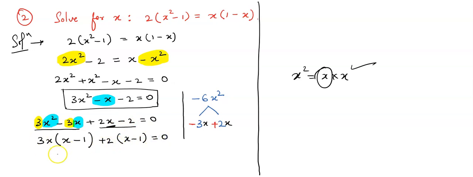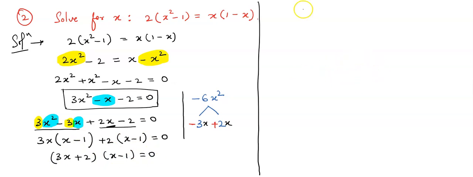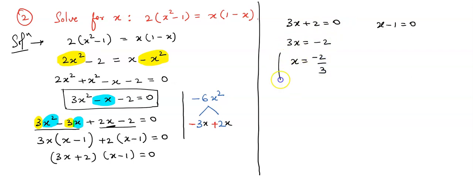Now what is outside? 3x plus 2. So the outside terms are 3x plus 2. What is inside? x minus 1. That is equal to 0. Now we can say that 3x plus 2 is equal to 0 and x minus 1 is equal to 0. 3x is equal to plus 2; when it comes to the RHS side, it becomes minus 2. So the value of x is minus 2 by 3.